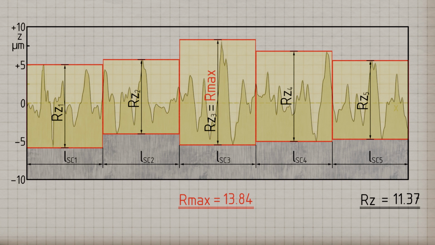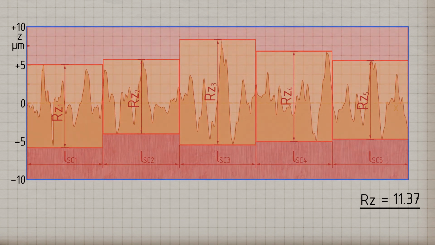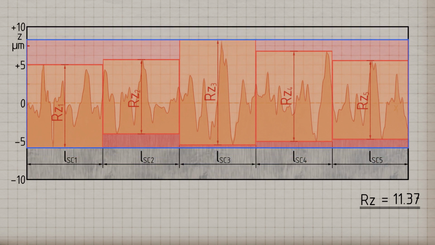the profile is scanned. If instead of determining the individual profile heights from the single section lengths, the profile height is measured from the entire evaluation length, from the lowest point of all profile valleys to the highest point of all profile peaks, another characteristic value is obtained, called the total profile height Rt. This total roughness height visually corresponds to the height of the rectangle that encloses the entire evaluation length. In our case, the deepest profile valley lies within section LSC1, and the highest profile peak is in the section LSC3. The total profile height in our case is 14.20 micrometers.